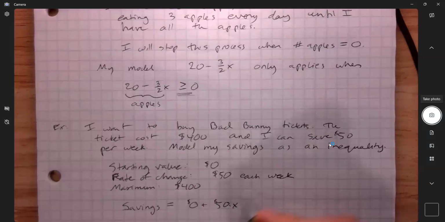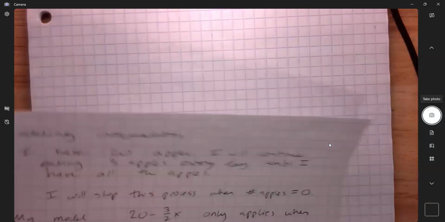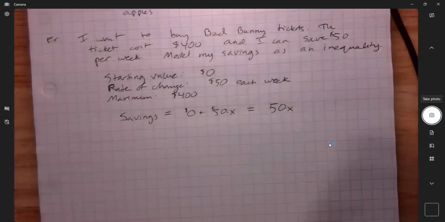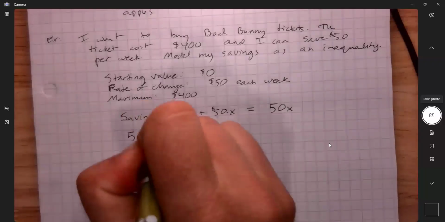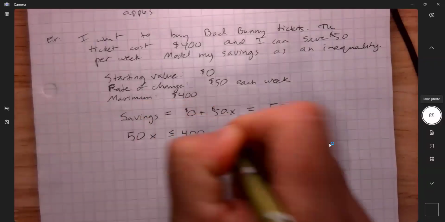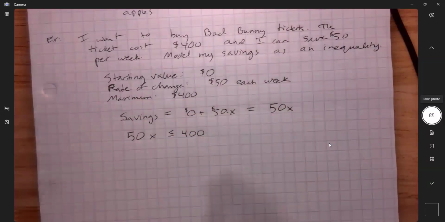And I can simplify this a little bit. First of all, I'm going to drop the 0 since it's the additive identity. It just goes away, and also going to get rid of the dollar signs for now. It's just 50x. And as soon as I hit that $400, I'm going to stop my savings because I've made enough money to buy the tickets. So my model would become 50x is less than or equal to 400. And now I've written it as an inequality.